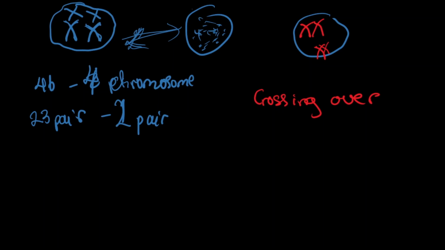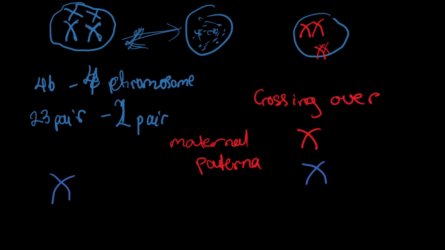Now initially, we have chromosomes from the maternal side and from the paternal side. So we have this chromosome, say from the maternal side, and another chromosome here from the paternal side. Now what happens in crossing over is that the chromosomal arms literally cross over. So we could have something like this, with the chromosomal arms crossing over and forming a chiasma.